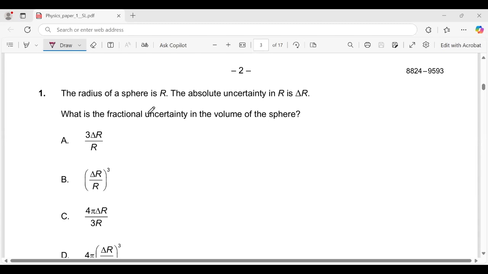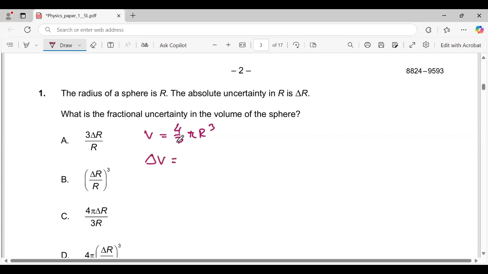The volume of a sphere is volume equals 4/3 pi r cubed. For a quantity like this volume, which depends on r cubed, the result of volume depends on the values of r cubed. We use the formula for the propagation of uncertainty, and we need to find the delta V.